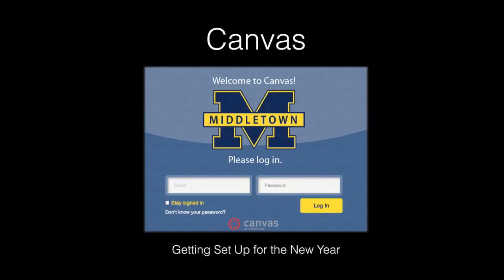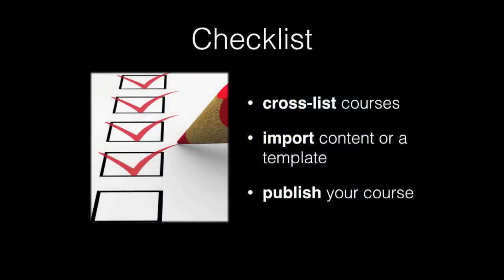Hello everyone. We've created a series of steps for you to get your Canvas courses ready for the start of the school year with the students. Now there's pretty much three main steps that you're going to need to take care of. The first one is a process called cross-listing, and I'll explain that in a moment.